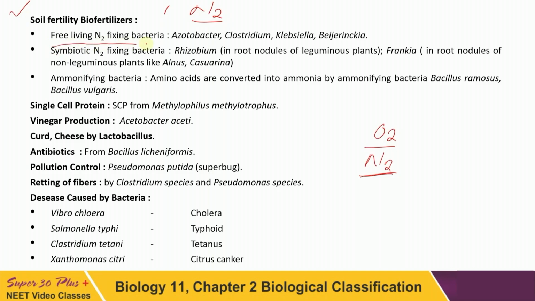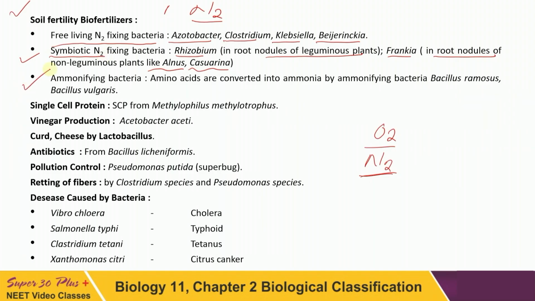Free living nitrogen fixing bacteria, this is very important. The four are Azotobacter, Clostridium, Klebsiella, and Beijerinckia. These are found freely in soil, and they convert nitrogen into nitrogen compounds, ammonia. Symbiotic, as I told you, Rhizobium is found in root nodules of legumes. Frankia is found in root nodules of non-leguminous plants like Alnus and Casuarina. They live symbiotically and fix nitrogen.